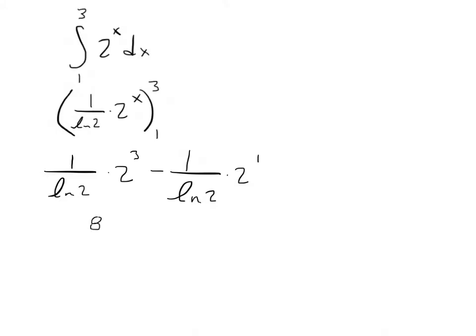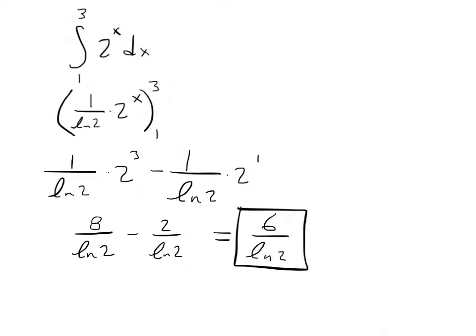Great. That means I have 8 over ln 2 minus 2 over ln 2, which means I end up with 6 over the natural log of 2. And that's the answer for this definite integral. Really not a big deal, especially when we don't have to deal with u substitution. These problems are generally pretty straightforward. So I do now want to give you an example or two of u substitution showing up in these problems. So let's do one of those.